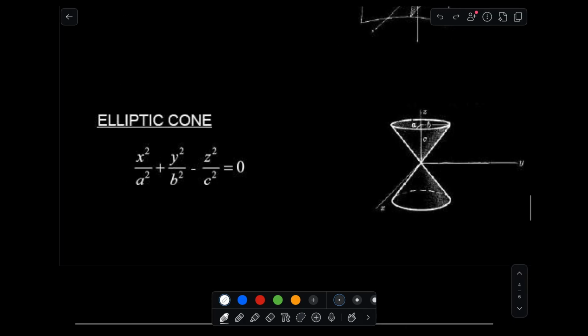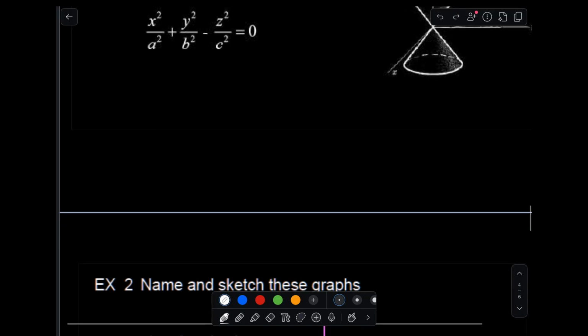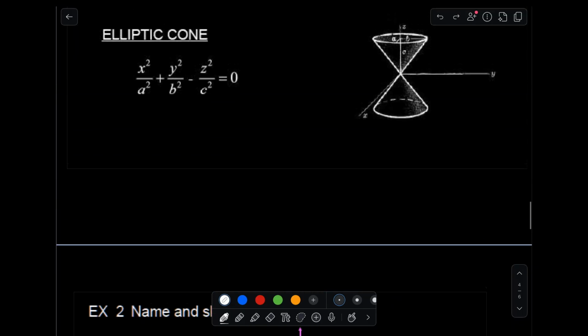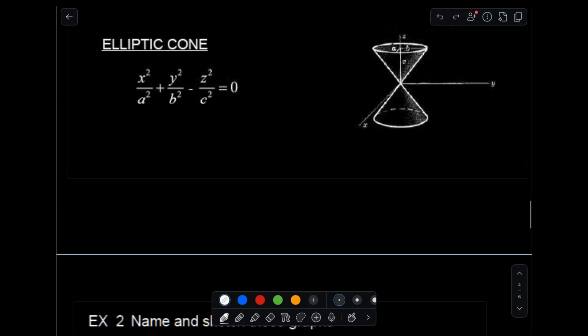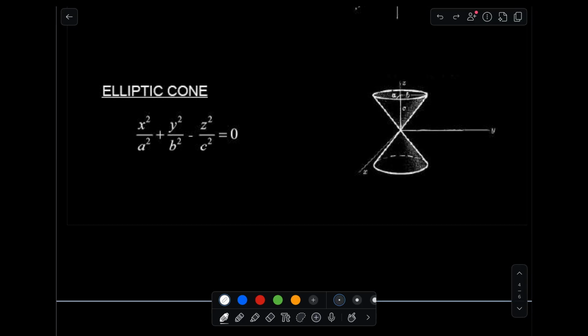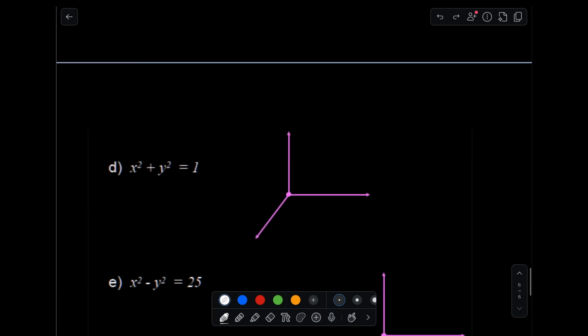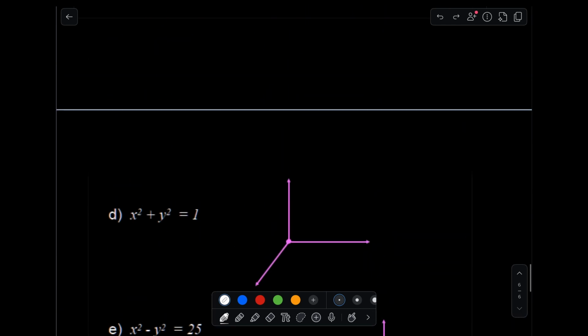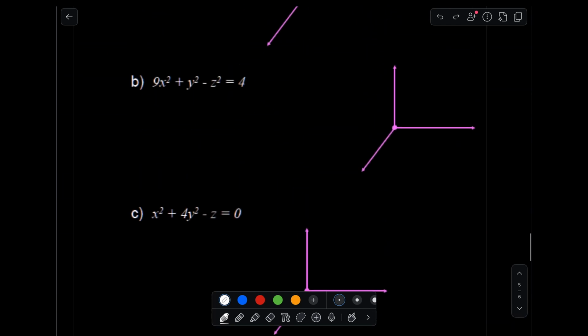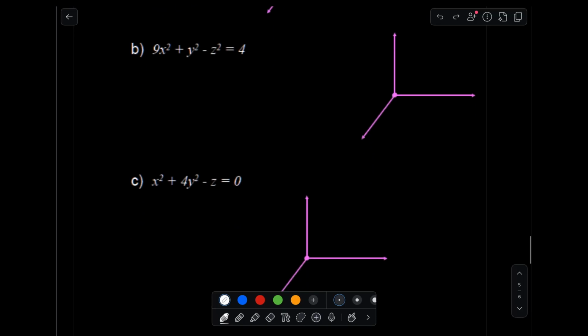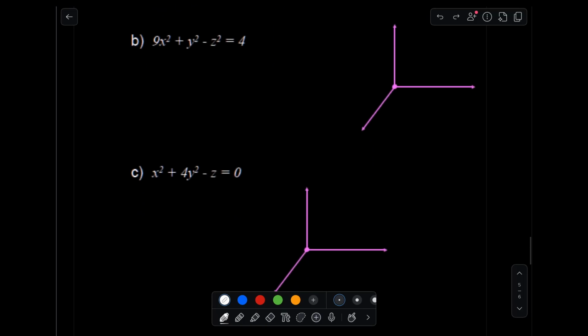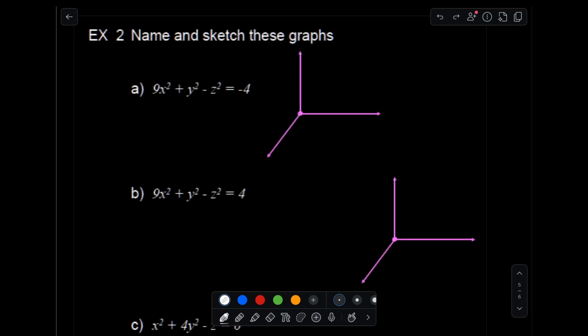Elliptic cones. You see the circles right here, and then you can see the lines as well. And yeah, that's pretty much it covering quadric surfaces. And to name and sketch these graphs, we can try the more complex ones if we so choose.